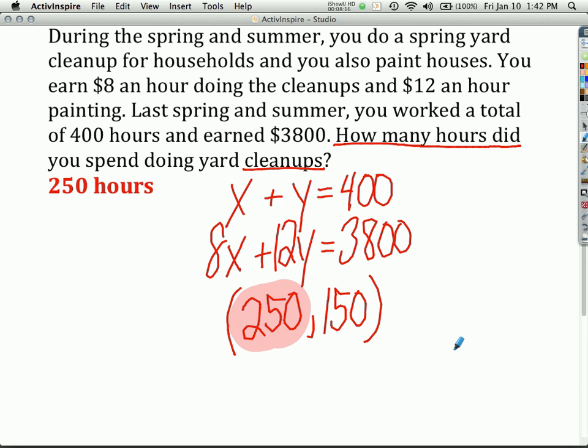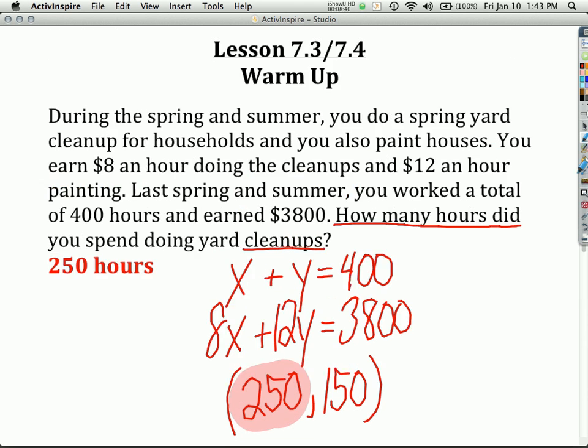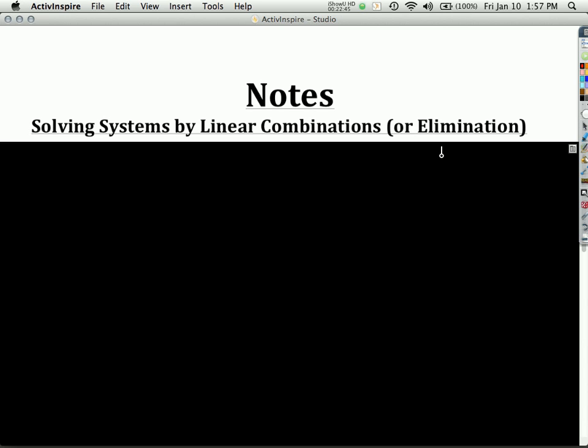Any comments or questions on today's warm-up? Okay, so I can take a look at your work and see where you went wrong. Okay? Any other comments or questions? All right, let's put today's warm-up to the side. Today you're going to learn the third and final method for solving systems.